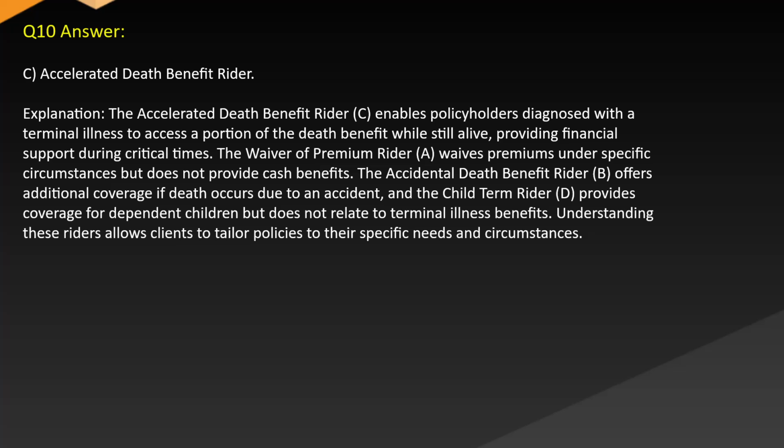Explanation: the Accelerated Death Benefit Rider (C) enables policyholders diagnosed with a terminal illness to access a portion of the death benefit while still alive, providing financial support during critical times. The waiver of premium rider (A) waives premiums under specific circumstances but does not provide cash benefits. The Accidental Death Benefit Rider (B) offers additional coverage if death occurs due to an accident, and the Child Term Rider (D) provides coverage for dependent children but does not relate to terminal illness benefits. Understanding these riders allows clients to tailor policies to their specific needs and circumstances.